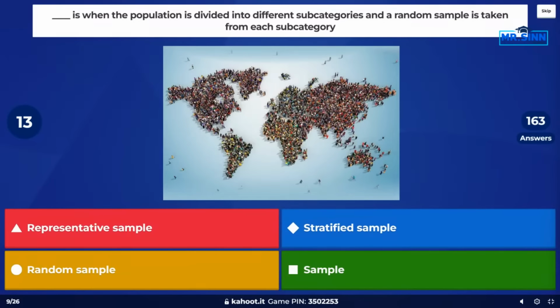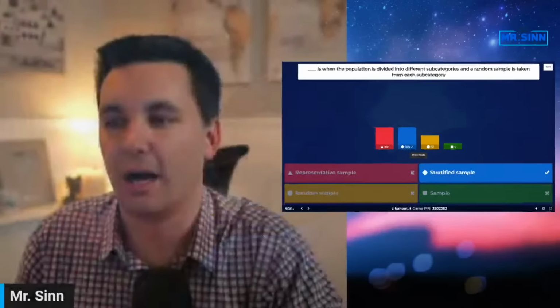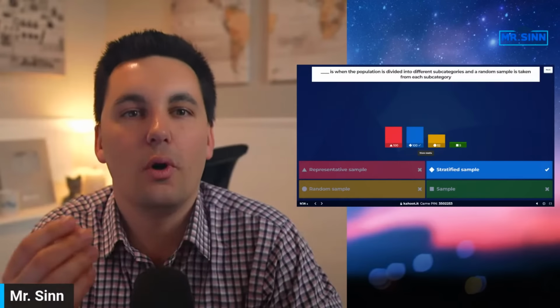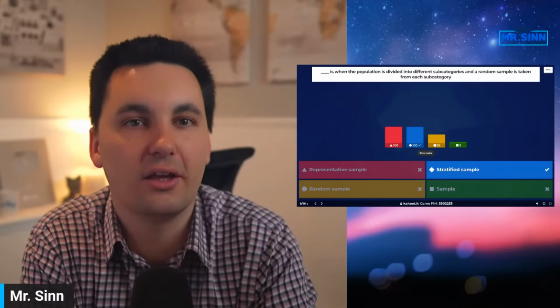What do we got? We're on question 9 of 26. So we have random sample, sample, representative sample, and a stratified sample. There we go. And the answer here, we have it split between representative and stratified. When we're looking at this, a random sample, remember, is when an individual in a population has an equal chance of participating.